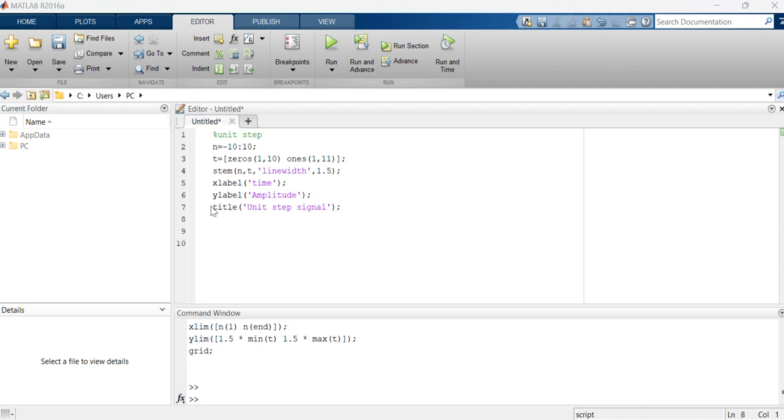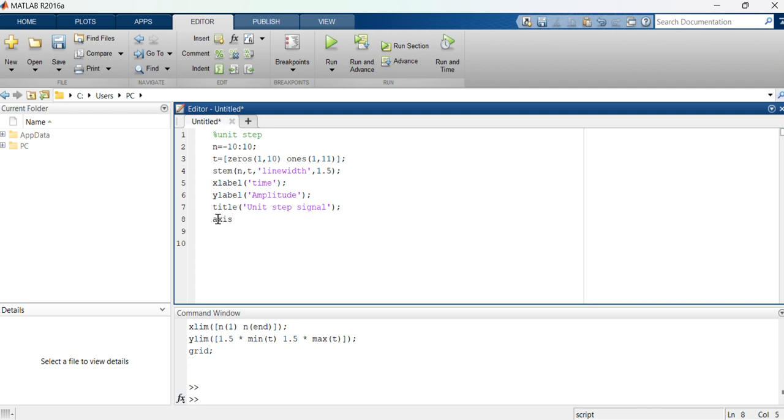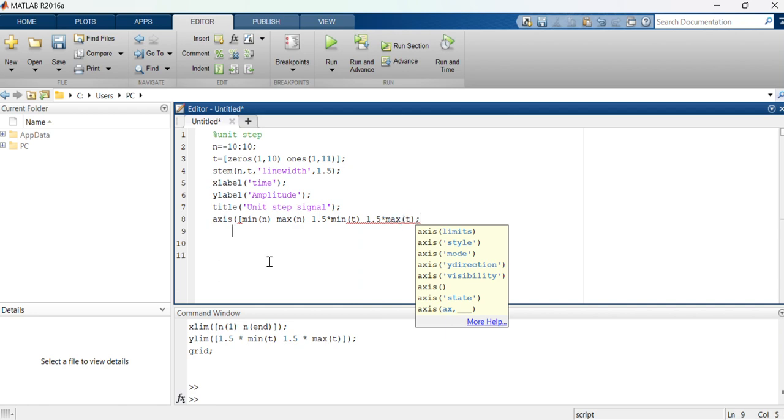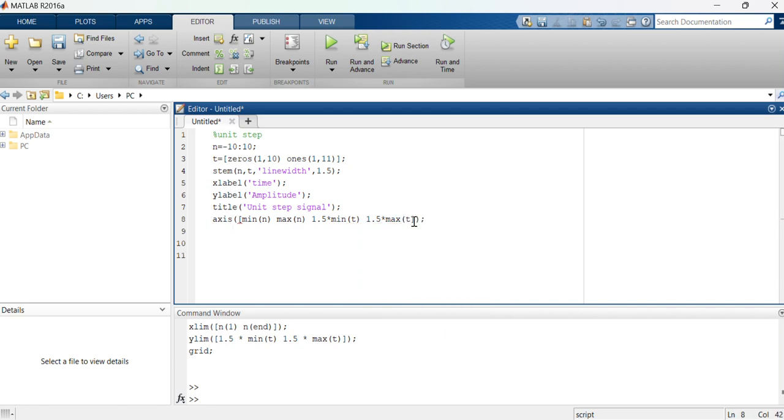And the axis, which is the minimum of n and the maximum of n, this is the x. Then the y, for example, I want to multiply it by 1.5 times the maximum; first we write the minimum of the t, and 1.5 times the maximum of the t. Okay, here I forgot this. Okay, and now let's run it.